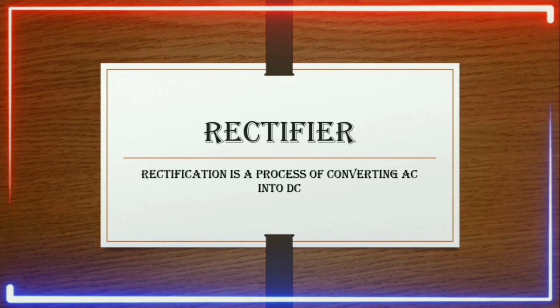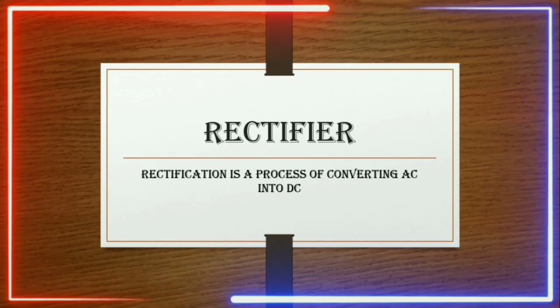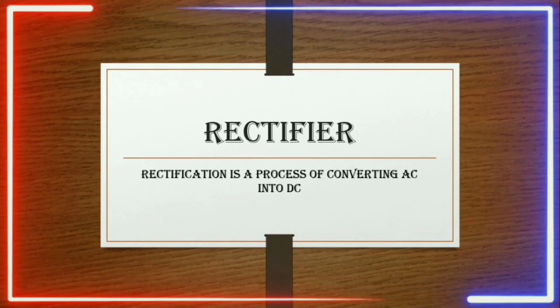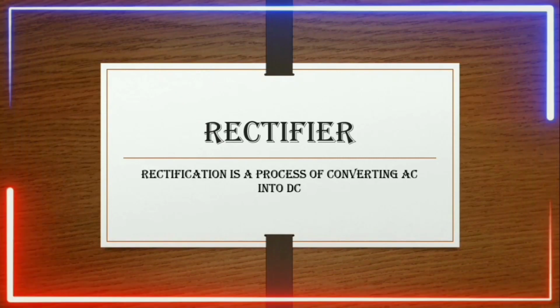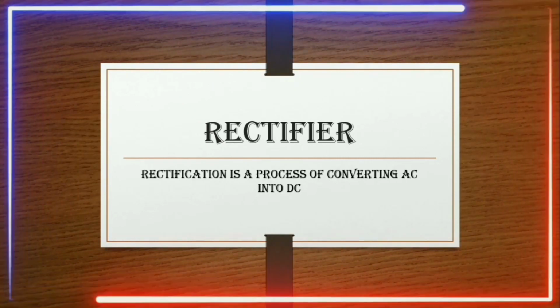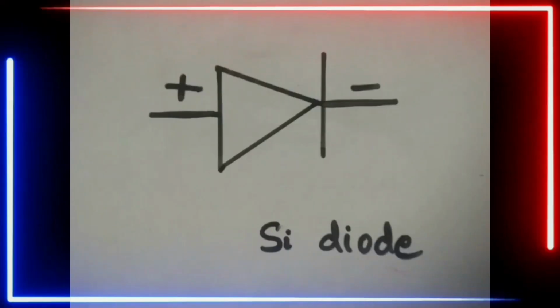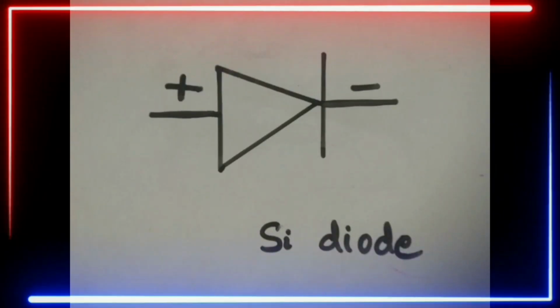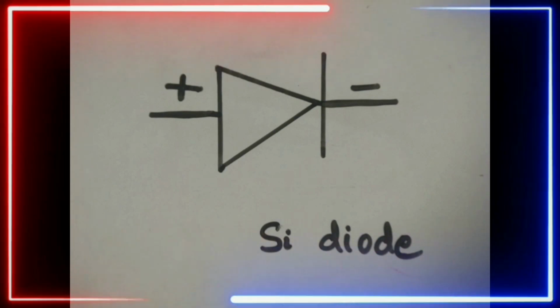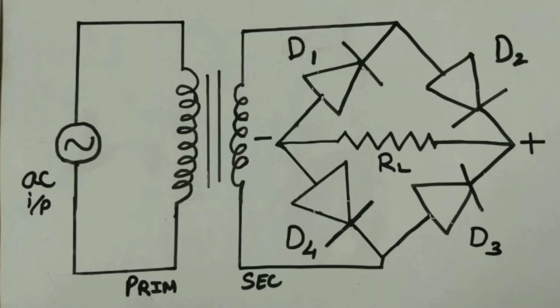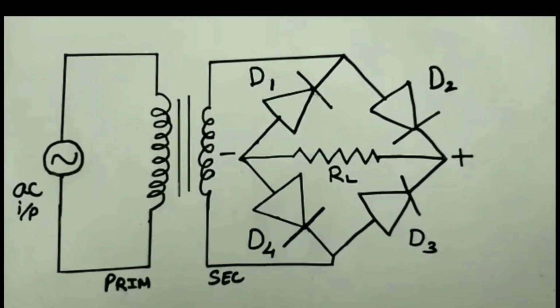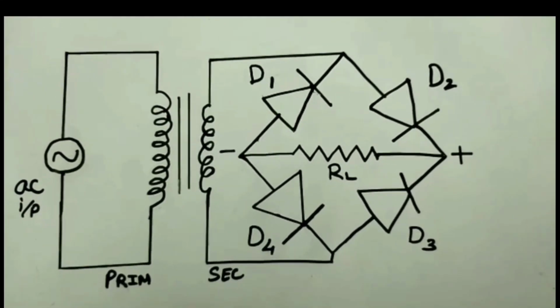The second block of a power supply is the bridge rectifier. First, let us know what is rectification. Rectification is a process of converting alternating current into direct current. The component used as a rectifier is known as the diode. Bridge rectifier is the more widely used type of full wave rectifier.